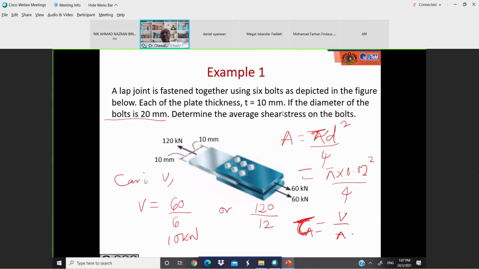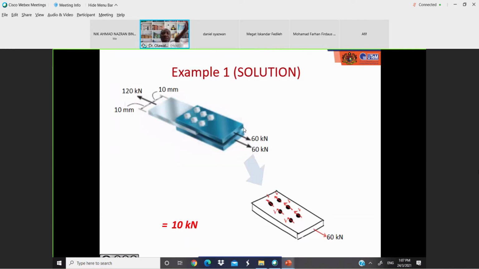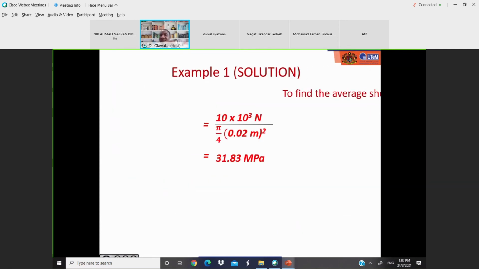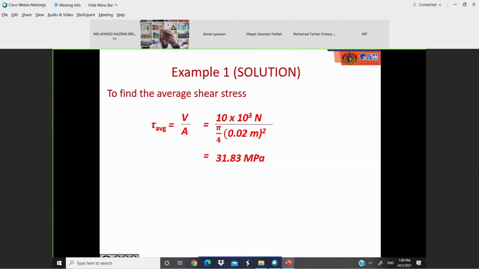Okay, thank you. So we just continue. Like I said, the first thing is you draw the free body diagram. From the free body diagram here, you can see that we have 6 shear forces. So for you to get the shear force on each bolt, you need to divide by 60 if you are using the upper one, or by 12 if you are using the left one. Then the next thing is you need to determine your area, and your area is pi 5 squared all over 4. Then from there you use your formula to calculate your shear stress.